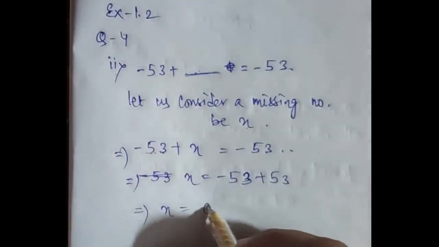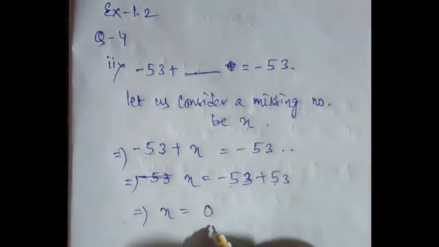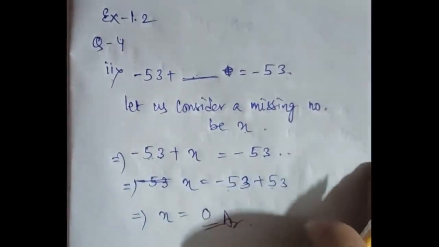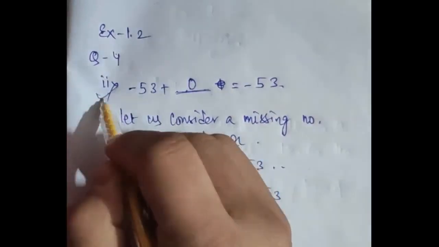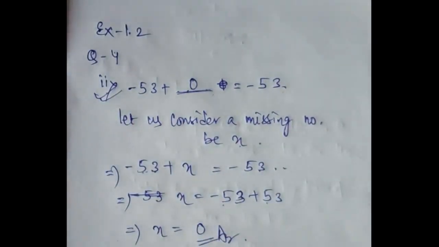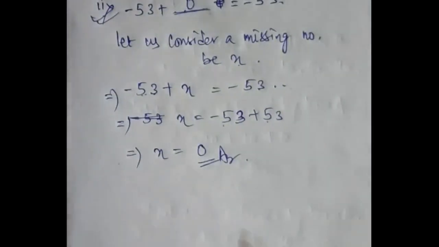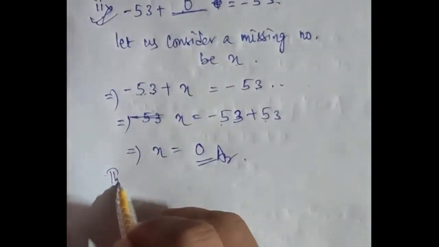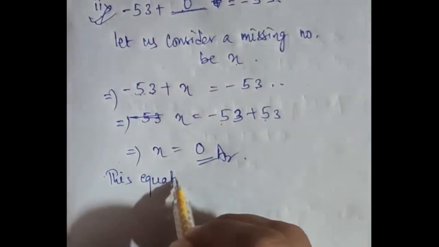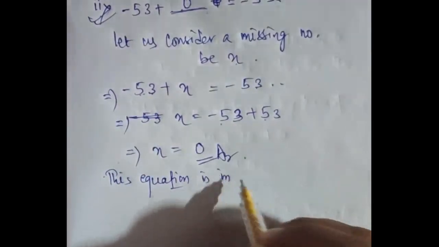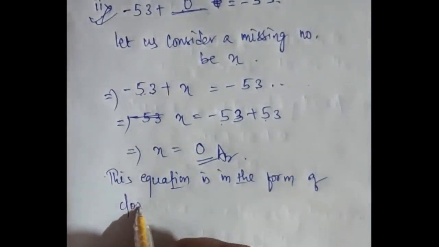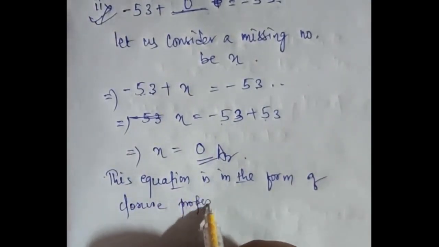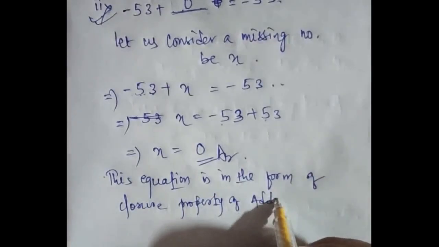X value will be 0, because minus 53 plus 53 is equal to 0, right? So we can put here 0. So this equation is in the form of closure property of addition. So let me write this. This equation is in the form of closure property of addition.